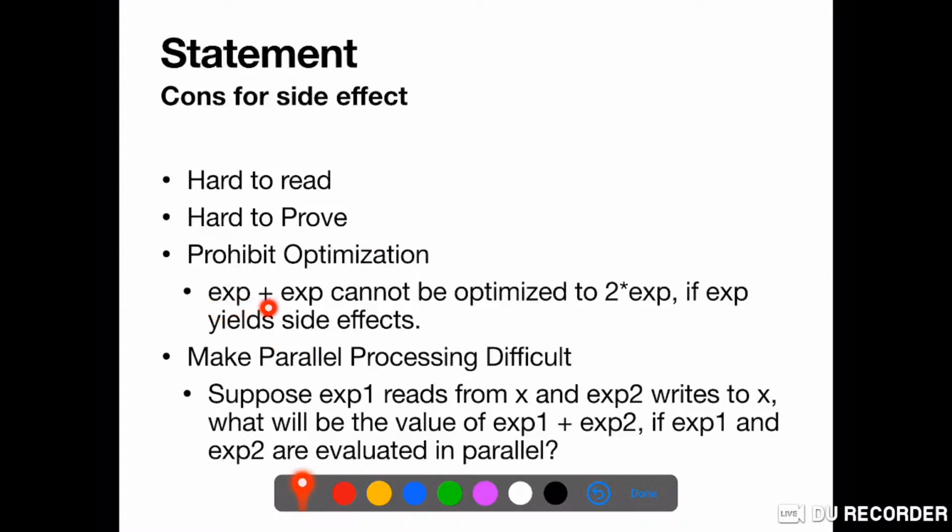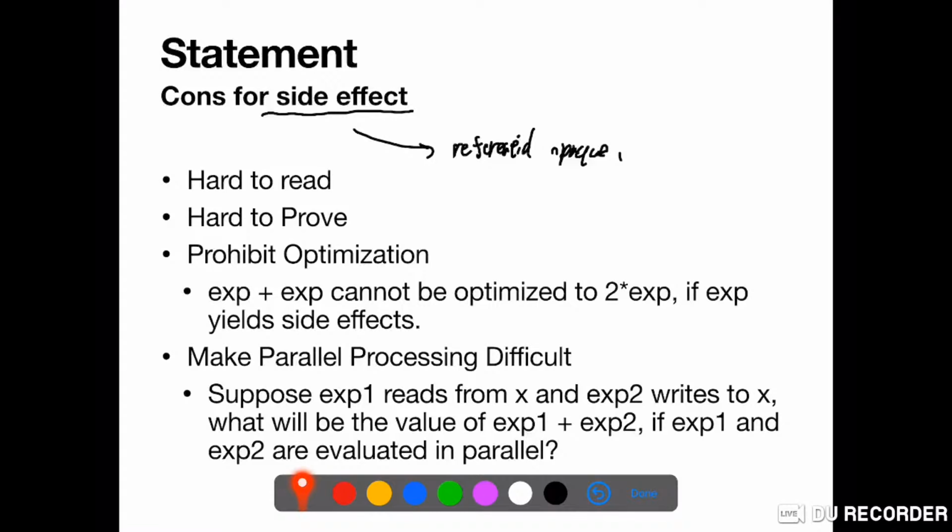If we have expression plus expression, the compiler cannot optimize it to 2 times expression, because in a referential opaque language, first is a side effect because it calls referential opaque. So if a language has a side effect, we cannot guarantee an expression always evaluates to the exact same value every time. So the compiler cannot do this kind of optimization.